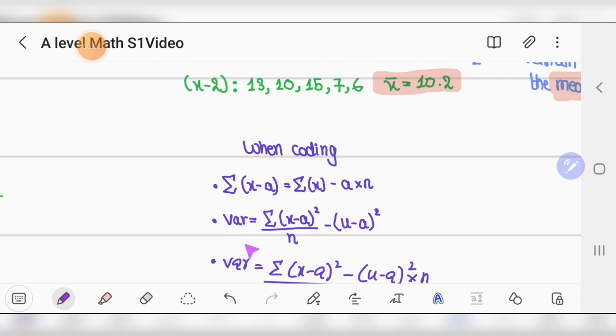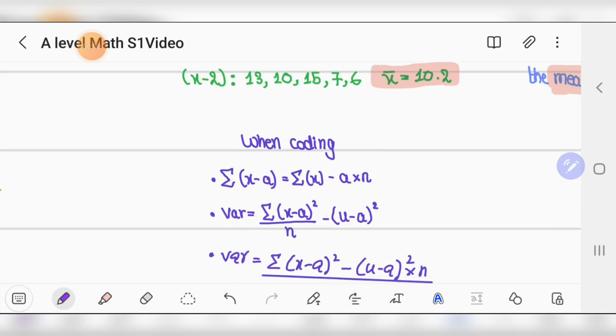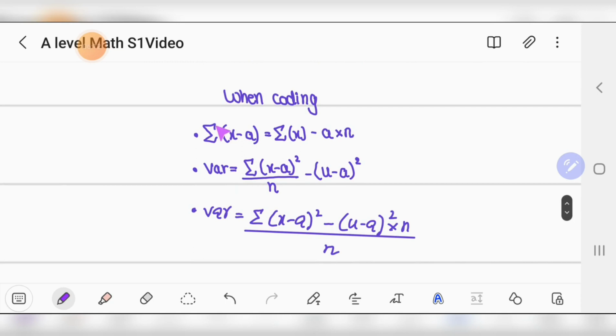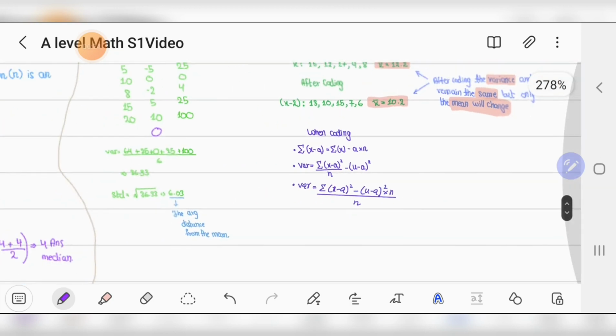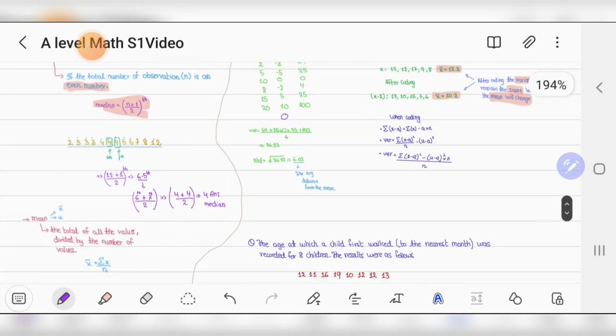You can use either one of the variance formulas. It doesn't matter which one. So basically there are two formulas. But I just put the third one to make sure which one is easiest. You can use either one of them. Okay, now let's go to the questions.